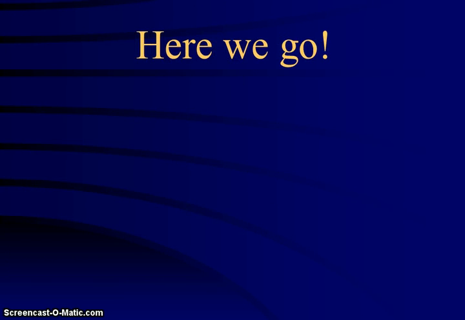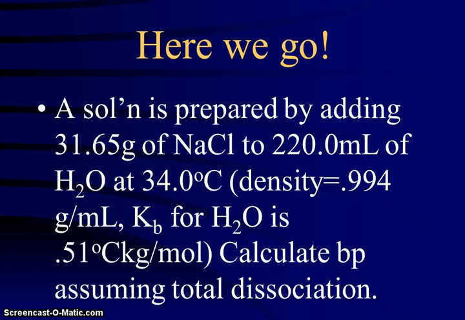So here we go. Let's look at a problem. A solution is prepared by adding 31.65 grams of sodium chloride to 220 milliliters of water at 34.0 degrees Celsius. And it tells us that the density for water at that temperature is 0.994 grams per milliliter, and the boiling point constant for water is 0.51 degrees Celsius kilogram per mole. We want to calculate the new boiling point, assuming that the sodium chloride totally dissociates in the water when it dissolves.